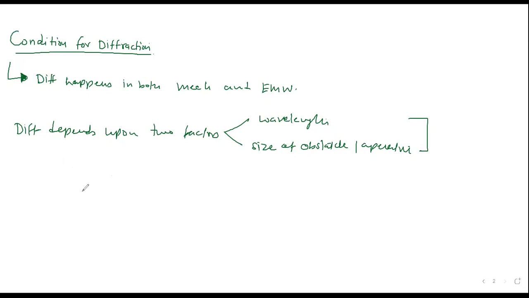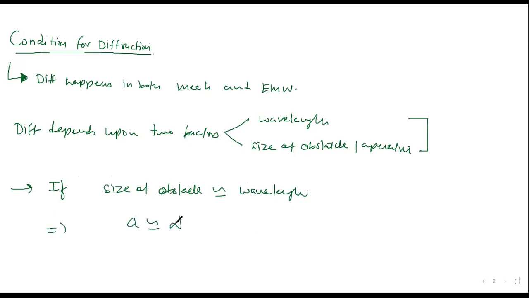Diffraction will be visible if the size of the aperture or obstacle is nearly equal to the wavelength. If these two are nearly equal, then diffraction will happen. Suppose the size of the aperture I call a, then a should be nearly equal to the wavelength, or the a by lambda ratio should be nearly equal to 1. Then diffraction will happen. So diffraction happens only when the size of the obstacle or aperture, meaning the opening, is nearly equal to the wavelength of that wave.